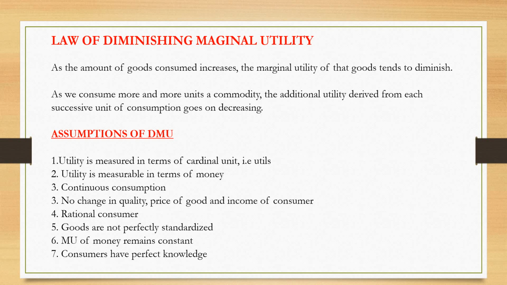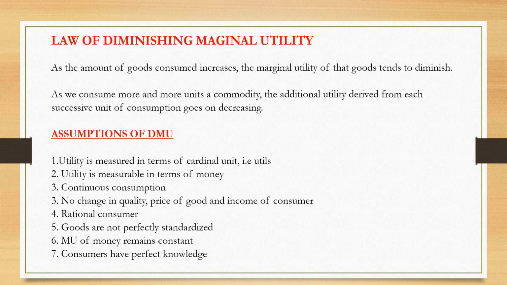The consumer must have perfect knowledge. It is assumed that the consumer knows the different goods on which his income can be spent and the utility that he is likely to get out of such consumption. It means that the consumer has perfect knowledge of the various choices available to him. So these are the assumptions of the law of DMU.